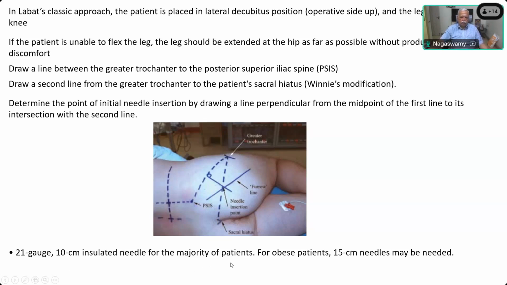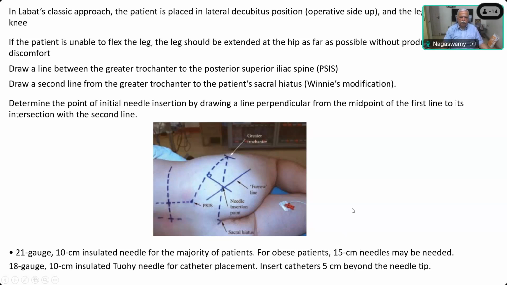for the majority of the patients. For obese patients, you may require a 15 centimeter needle also. So the description of what type of needle you have to use is also very important. And this is where you fix the positive electrode. And the negative electrode is always attached to the needle to identify.